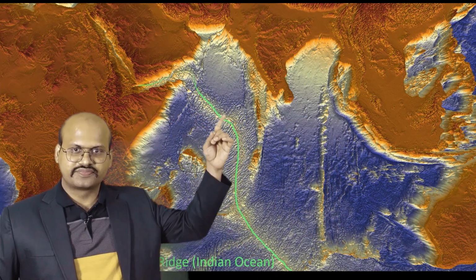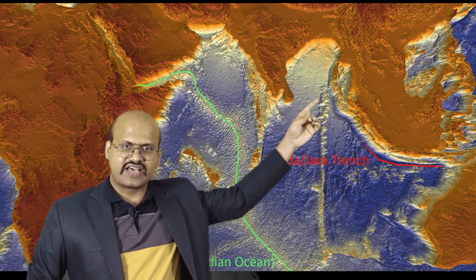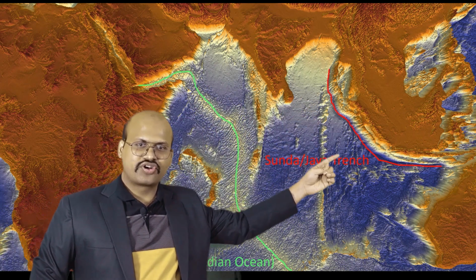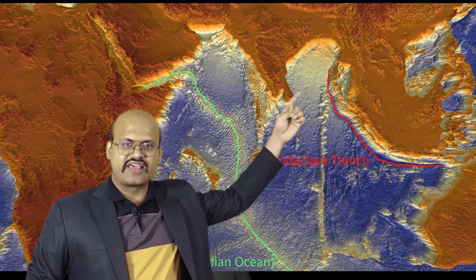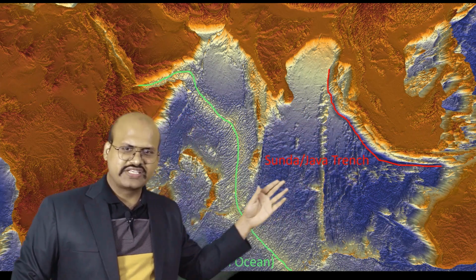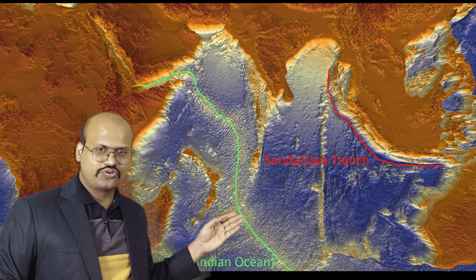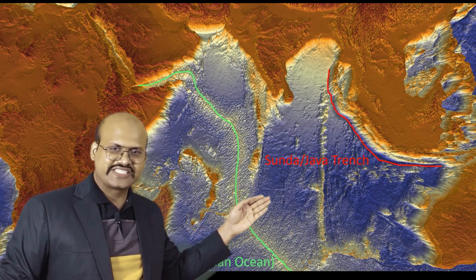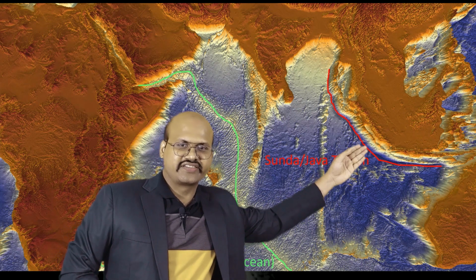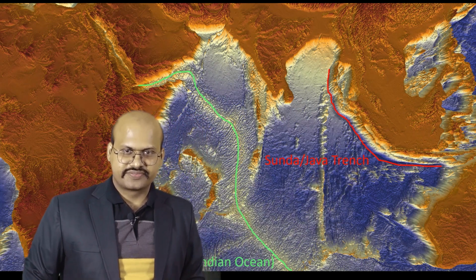Now, if we see the map of our Indian Ocean, we can see that there exists a mid-oceanic ridge over here. And a trench is there at the boundary of this Sunda Island, which is called Sunda Trench. So basically, the seafloor is created over here. In 200 to 300 million years, it travels across, descends in the trench and gets destroyed.